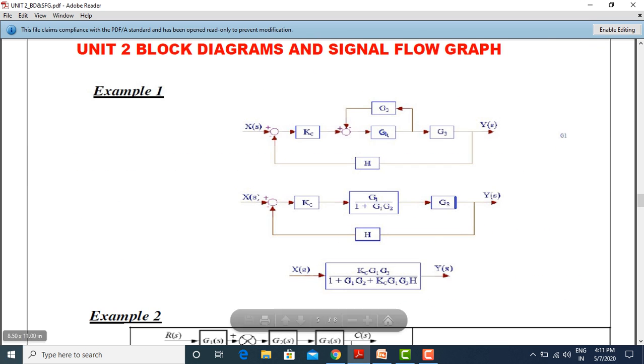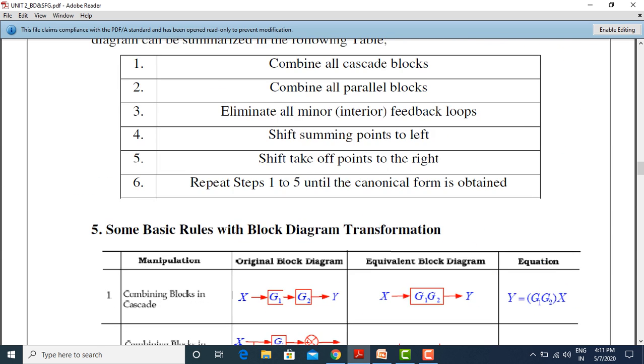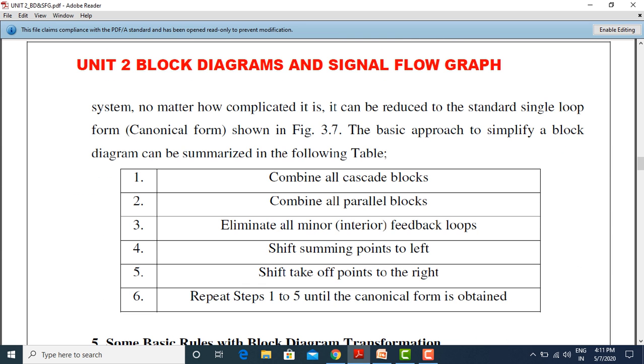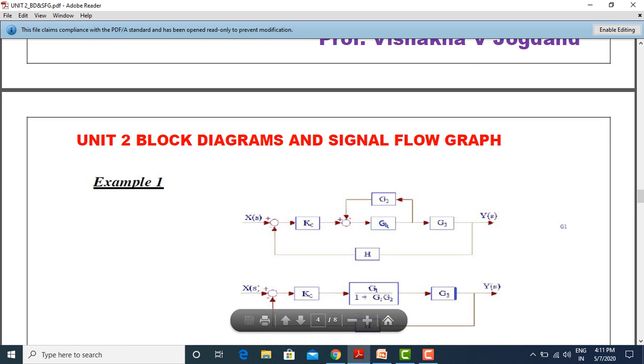Now here we are observing the diagram. X of s is the input, Y of s is the output. This diagram we have to make into one block like this. So while moving towards the solution, first of all I'll apply those 5 rules: combine all cascade, parallel loops, then minor loops, then summing points to the left, then takeoff points to the right, and 1 to 5 repetition.